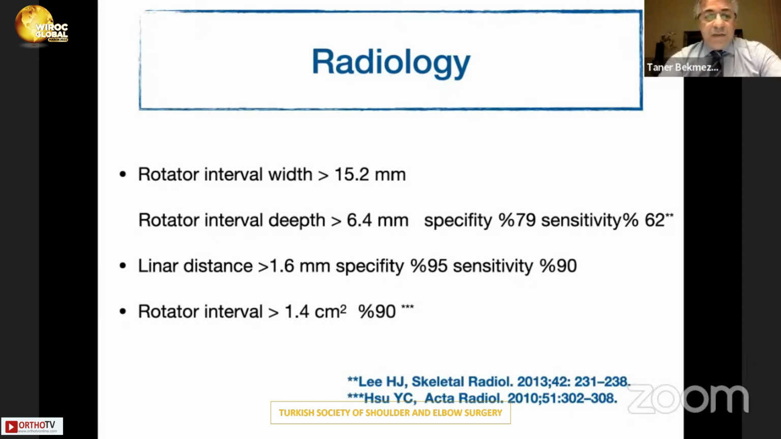There are different measurements for multidirectional instability diagnosis. Lee et al. showed that the rotator interval width and depth increase, with some degree of specificity and sensitivity, and similar findings were described by Su et al. They described that the rotator interval and the interval area are increased in patients who had multidirectional instability.